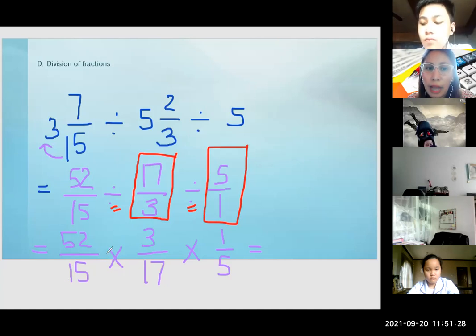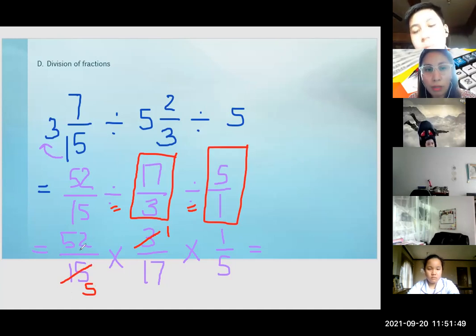Okay. Now let's check if there are numbers to be simplified. Are there numbers? In this example, we have 3 and 15. Right? 3 and 15, divide both by 3. 3 divided by 3 is 1. 15 divided by 3, it's 5. Can we simplify 52 and 17? No, we cannot. How about 52 and 5? 52 and 5, we cannot also simplify.